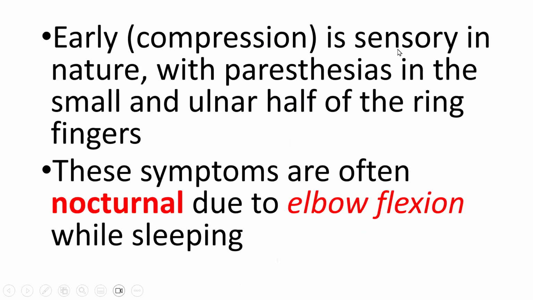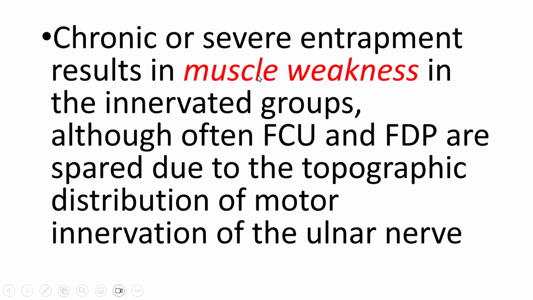The early compression is sensory in nature, with paresthesia in the small finger and the ulnar half of the ring finger. These symptoms are often nocturnal due to elbow flexion. When you flex the elbow, it's under tension while sleeping. And chronic or severe entrapment results in muscle weakness in the innervated groups, although often flexor carpi ulnaris and digitorum profundus are spared due to topographic distribution of motor innervation of the ulnar nerve.